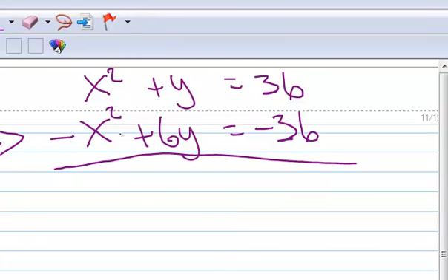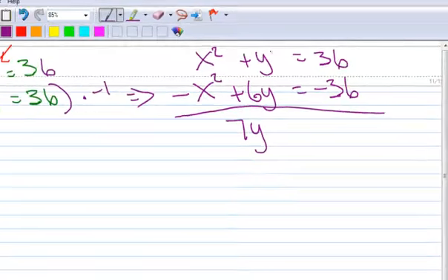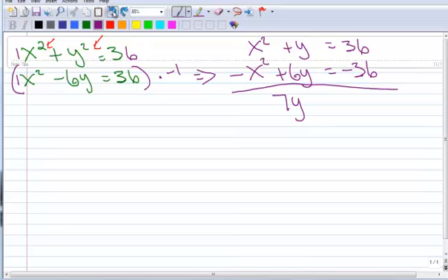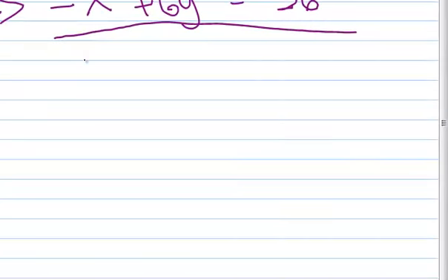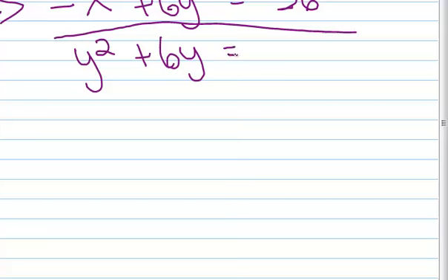And when I add them up, the x terms disappear. And 1 and 6 is 7y. And then I have, oh, wait, I have a y squared here. Undo. There we go. There's a y squared. Good. So the x's disappear. I have a y squared plus a 6y, and that equals 0.